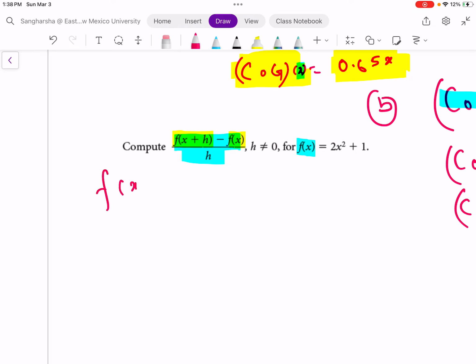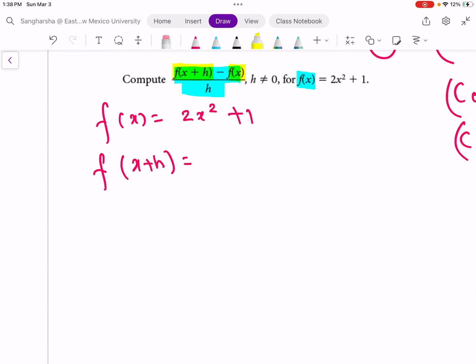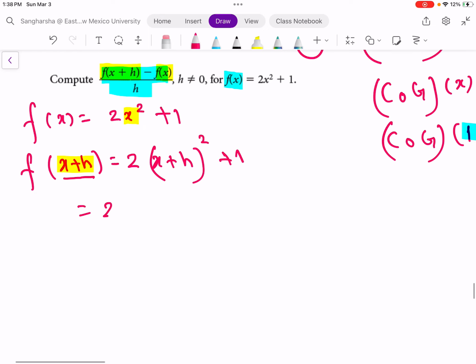Our f of x is 2x squared plus 1, and we want to find f of x plus h. So we want to know the output when the input is x plus h. You substitute x plus h for every x in your f function. So we have 2 as it is, for x we have x plus h, squared as it is, plus 1. Now let's simplify this. We have 2 times x plus h squared, which is the same as x plus h times x plus h, plus 1.